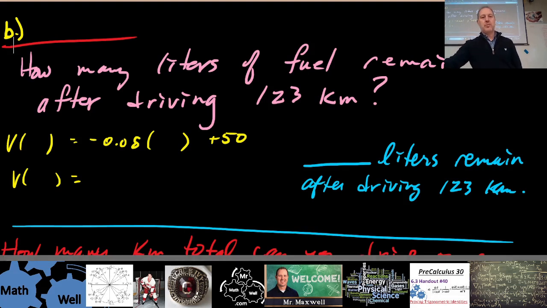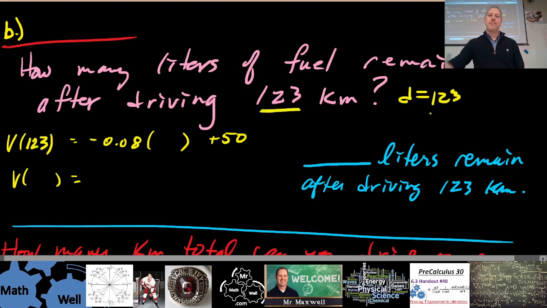And if you understood the first part, this should be real easy. I've even kind of helped you here by leaving some blanks that we have to fill in. So after driving 123 kilometers, how much fuel remains? Well, I use my function, and I want to find the volume of fuel. What do I put in the bracket here? Yep, I put my D value, which is 123 from the question. Perfect.